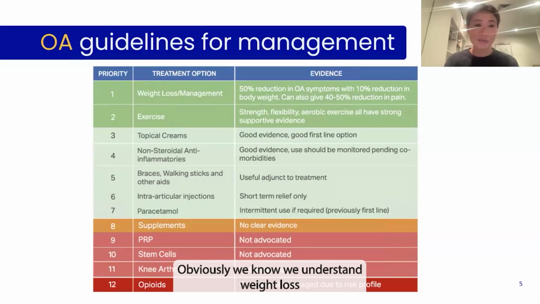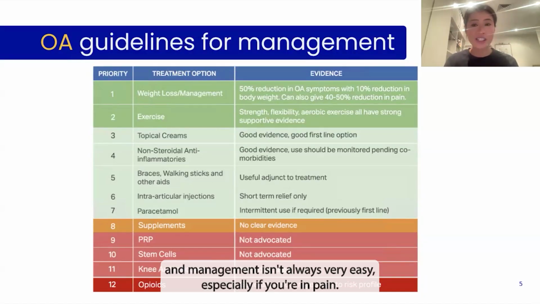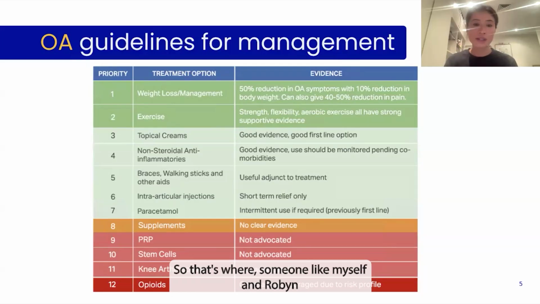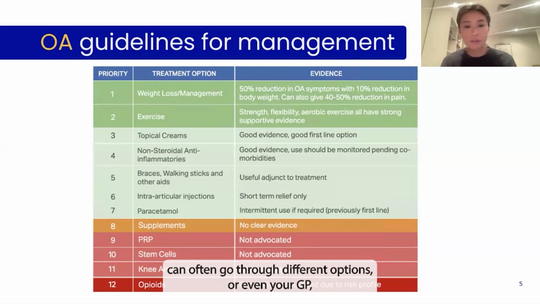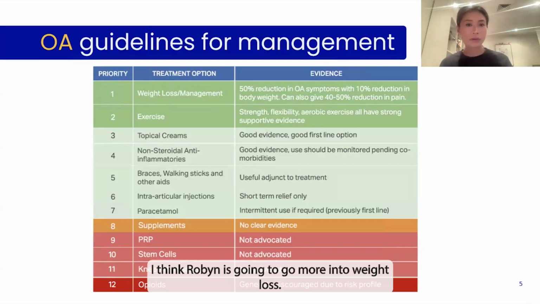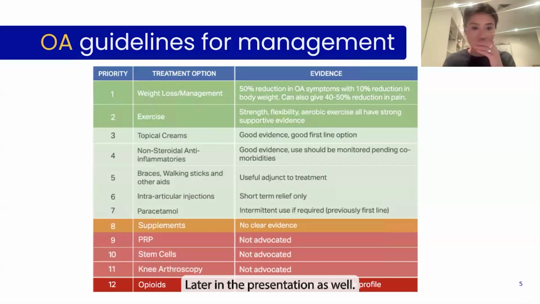Obviously, we understand weight loss and management isn't always very easy, especially if you're in pain. So that's where someone like myself and Robyn can often go through different options, or even your GP. I think Robyn's going to go more into weight loss later in the presentation as well.